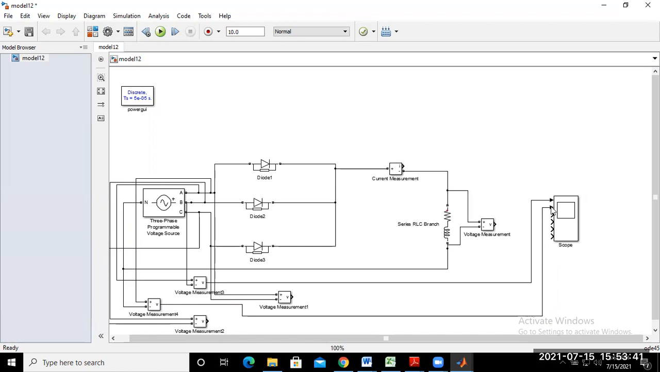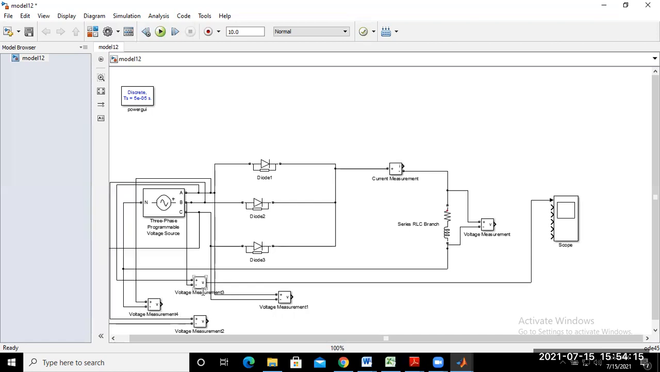Similarly, VAC. So this one is your VAC. No, this one is not VBC. This one is your neutral voltage. Sorry, phase voltage connected between A and B. Yeah, so this one is your neutral phase voltage.